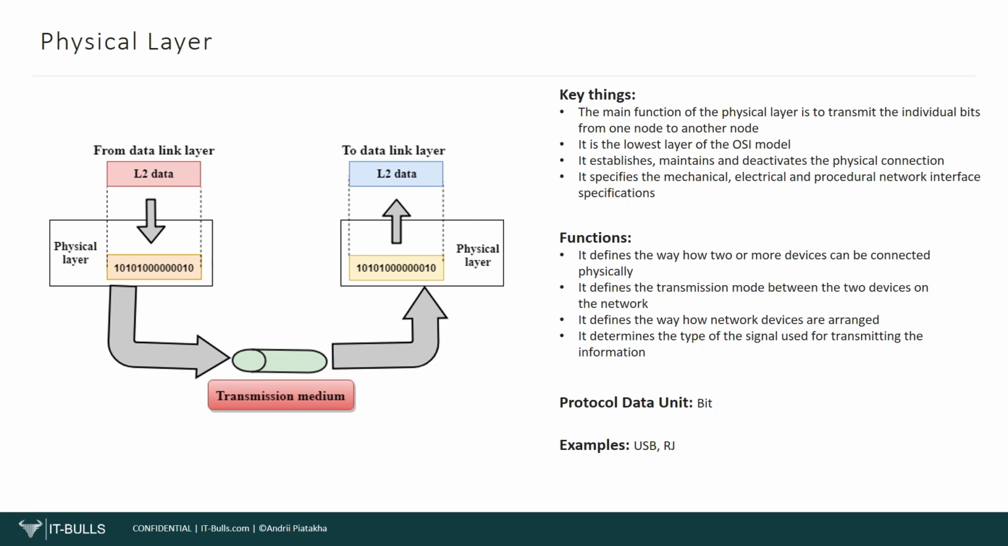So, what kind of data is transferred on this level? The protocol data unit on this layer is a bit. I believe you know such a digital format of data structure like a bit. It is just 1 or 0. USB or registered jack, that is sometimes called RJ, may serve as an example of the physical layer. That's it regarding the physical layer. Don't worry, we are not going to learn how USB or RJ works. Understanding on this level is more than enough for this point in our course.